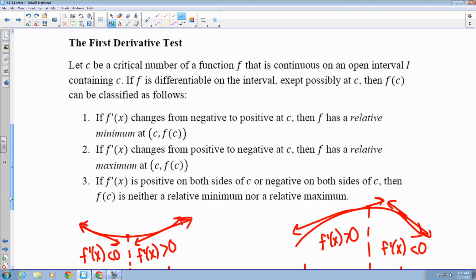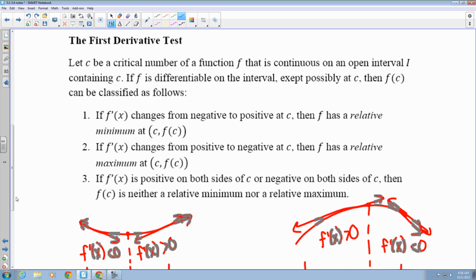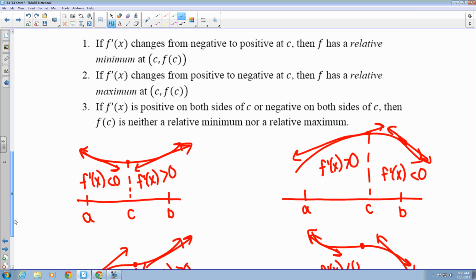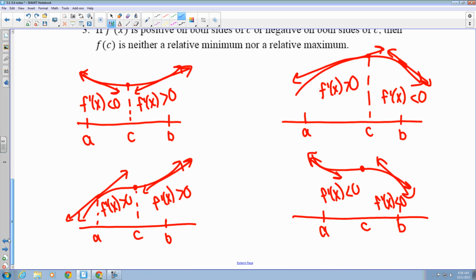First derivative test. If we have a critical point C that is continuous on our function in our open interval I, which contains C, if f is differentiable in the interval except possibly at C, then f of C can be classified as any of these three things. If f prime of x changes from negative to positive at C, then it has a relative min. If it changes from positive to negative, then it has a relative max. And if it's positive on both sides or negative on both sides of our point, then it's neither a minimum or a maximum. So I drew some pictures to help you figure out what those three things mean.